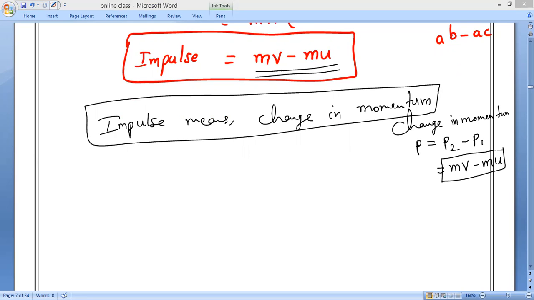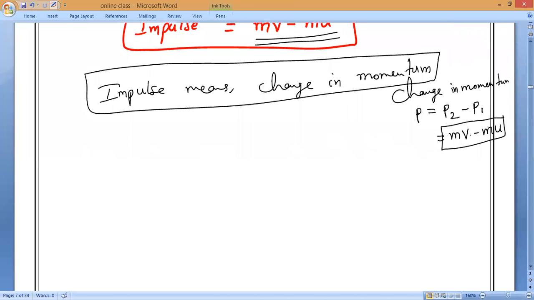Like momentum, is impulse a vector or scalar quantity? Momentum is a vector quantity, we people know that. So if momentum is a vector quantity, then impulse is also a vector quantity. That is what you have to remember.